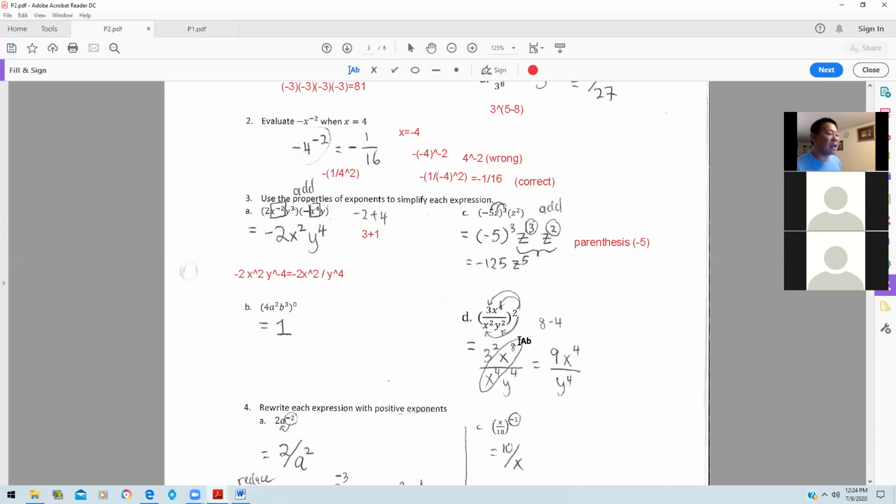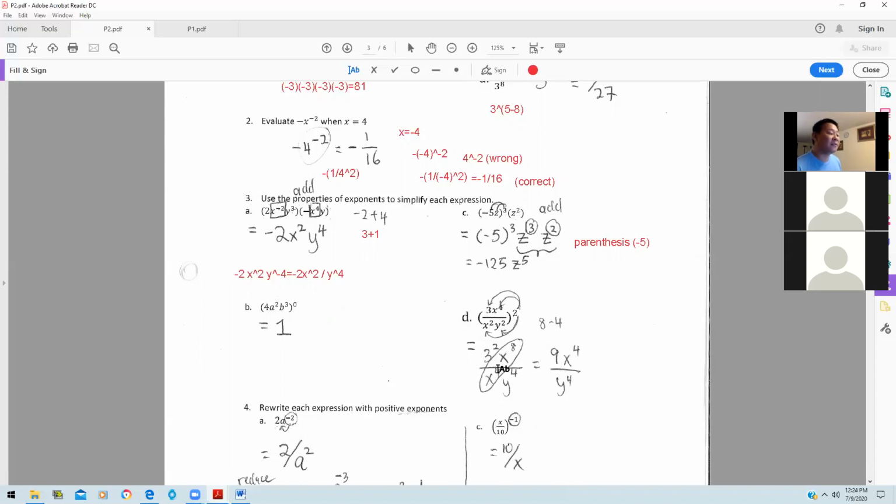And you find out that I circled the x up. The reason why I circled the x up is because they are the same variable x. And when you divide, you can subtract it. So 8 take away 4, you get 4. So you put it on top. So you get 9x squared to the y 4.